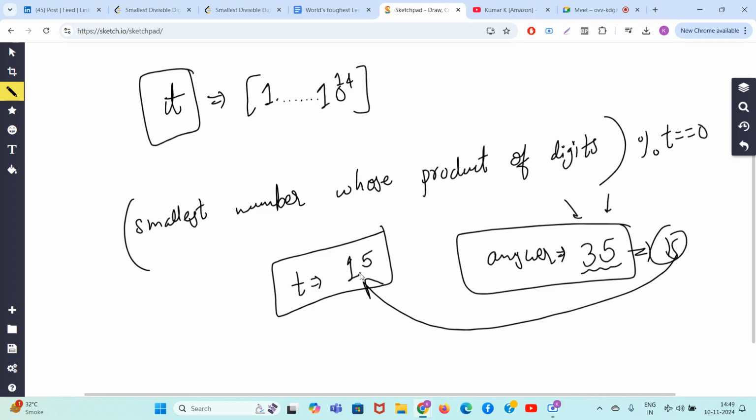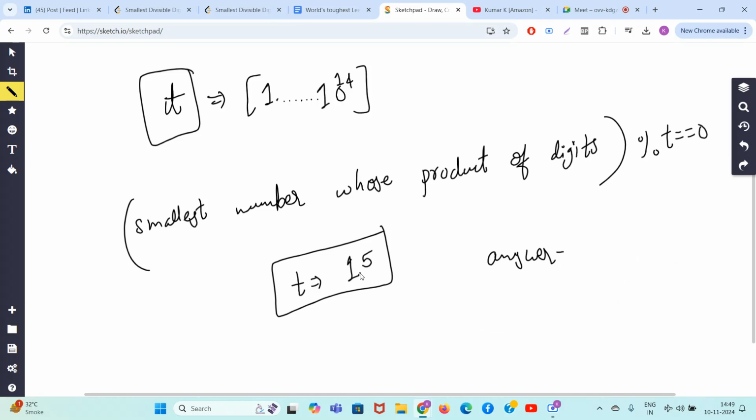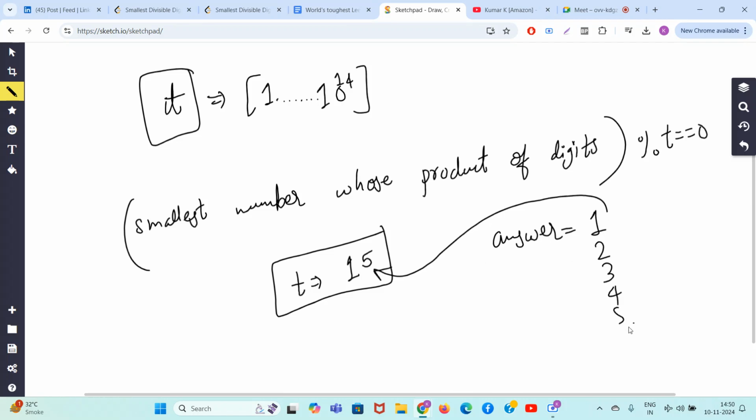So I hope you understood that doing brute force you can easily solve it, right? Start, initialize your answer as 1. Check, is 1 divisible by 15? No. Then check for 2, 3, 4, 5, 6. You will keep on getting big numbers, 14, 15. Then when you come to 35, check the product of its digits. For example, product of digits for 14 is 1 into 4, 4, etc. For 35, it's 3 into 5, 15, which is divisible by 15. So that's why that's the correct answer.